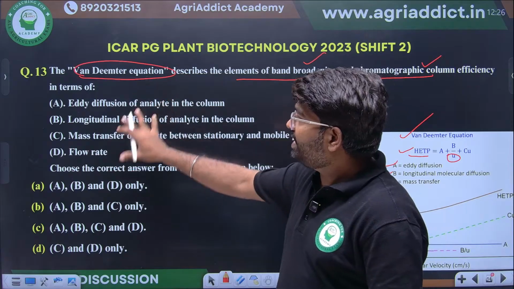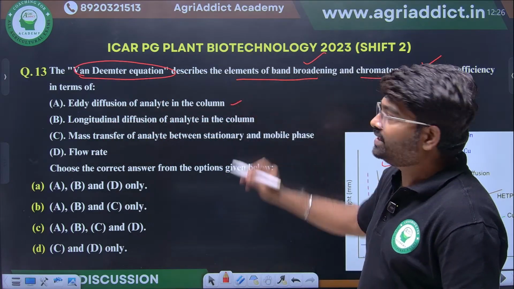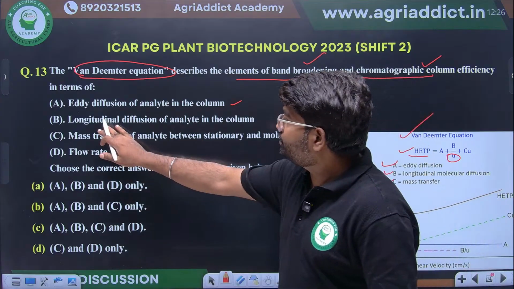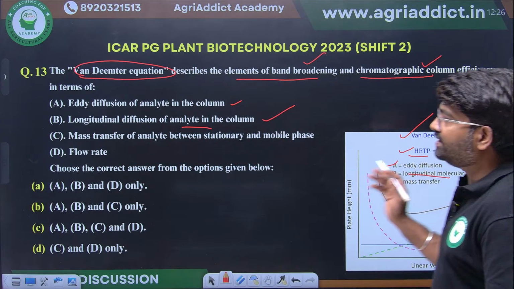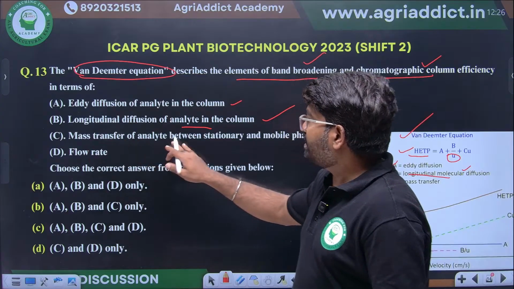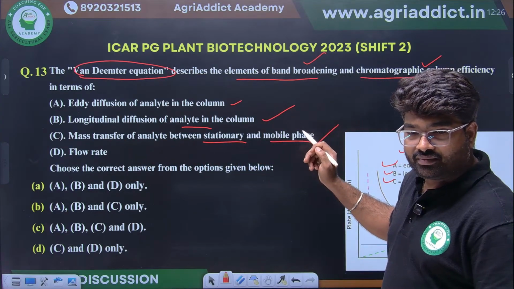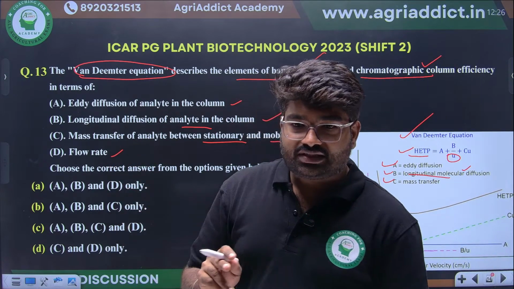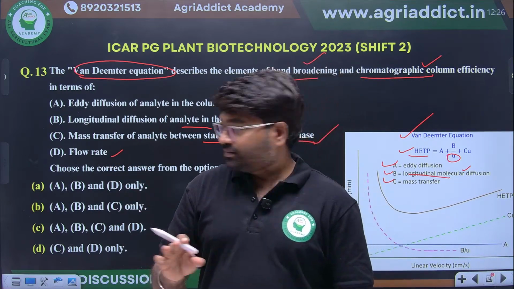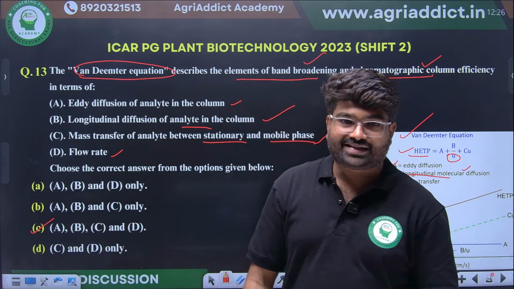Okay. Now we have to see eddy diffusion of solute in a column. Yes, this will come. Longitudinal diffusion of solute in a column. Yes, this will also come. They have given it in the formula. Mass transfer of solute between stationary and mobile phase. This will also come. Yes. Then flow rate also will come. So the right option for this is A, B, C, and D. Okay, A, B, C, and D.